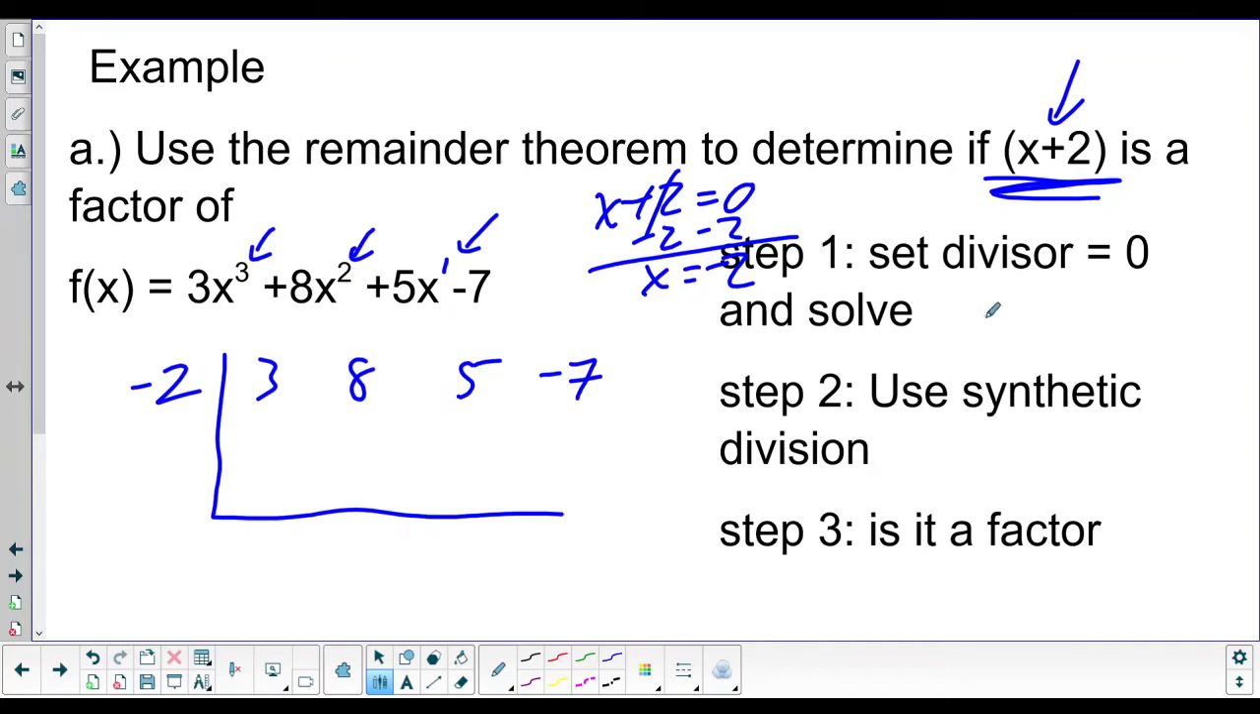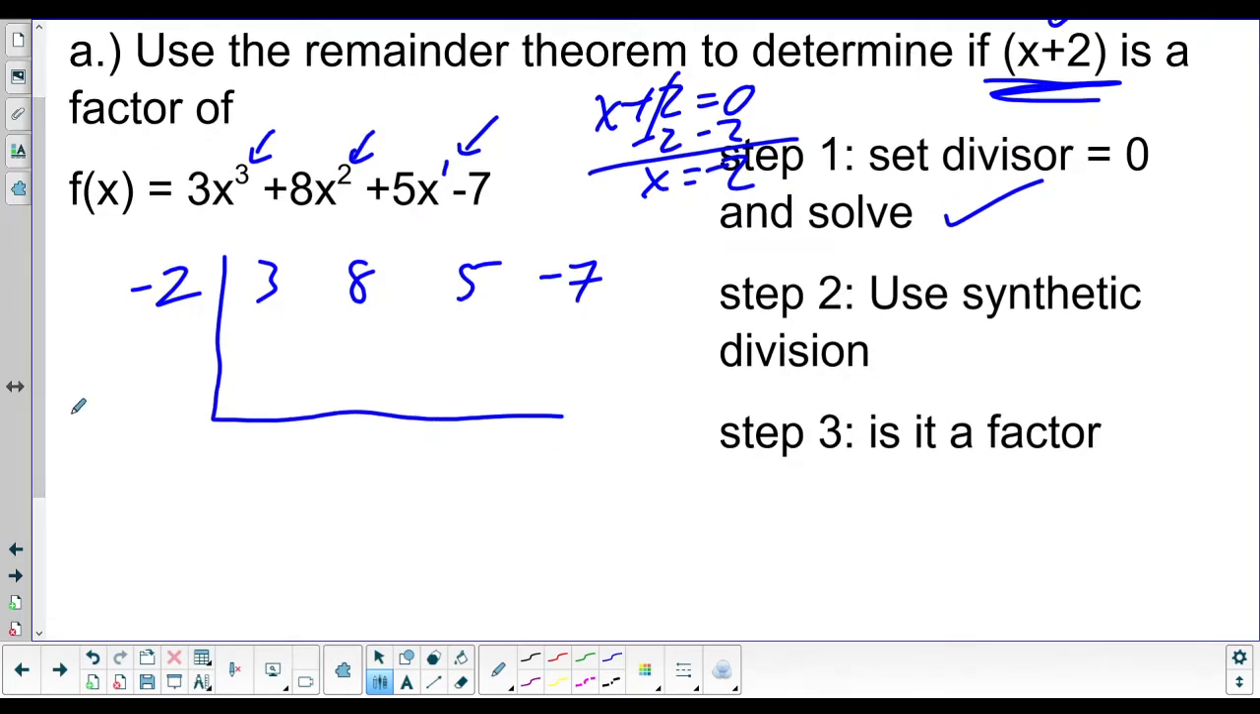So we did step 1. We found the number that goes on the outside. We set up our synthetic division. It's set up. Okay, let's do the synthetic division. Allow that thing to fall as if it were at a very high temperature. 3. Multiply to the outside, -6. 8 minus 6 is 2, times -2 is -4.